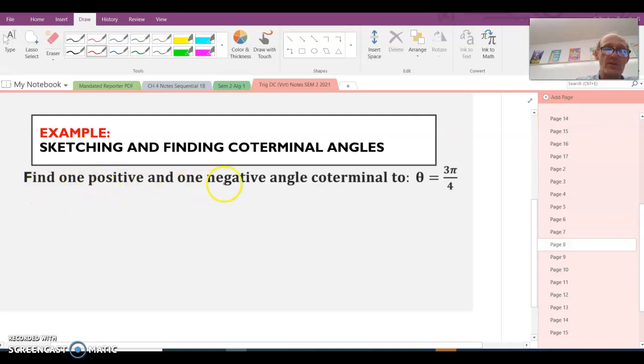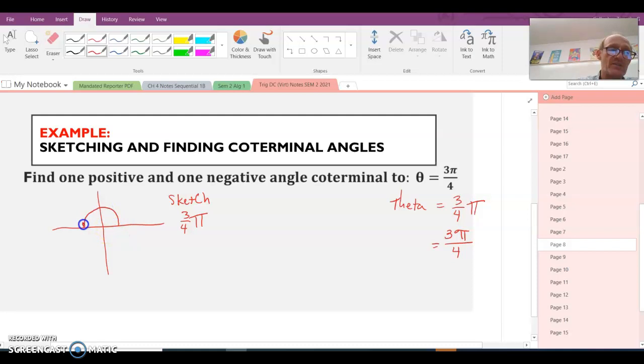So this one says find one positive and one negative angle coterminal to theta equals 3/4 pi. Now 3/4 pi can be written as 3 pi over 4, so those are the same numbers. Okay, so we have to sketch it first. So let's sketch this 3/4 pi. To understand where 3/4 pi is, you have to know that pi is here, but 3/4 pi is about 3/4 of the way to pi. So please remember that this is 3/4 pi here.